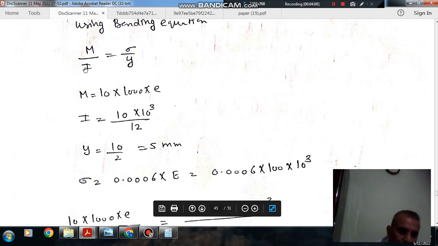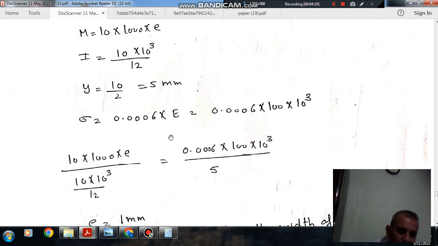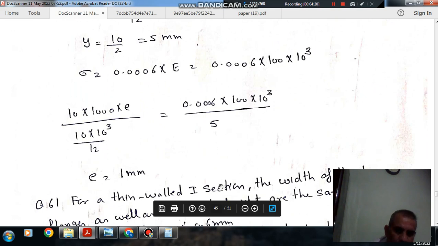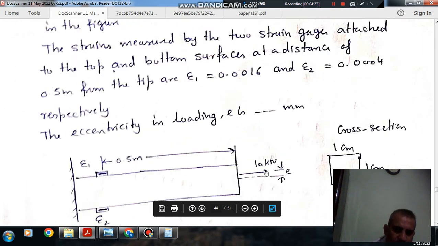So using bending equation, M by I equals sigma by y, where M is 10 into 1000 into E, I is 10 into 10 cube by 12, and y is 10 by 2, that is 5 mm. So putting the values we can get E as 1 mm. Okay, so the answer is 1 mm. So eccentricity is 1 mm.